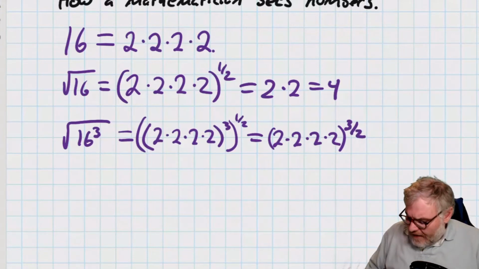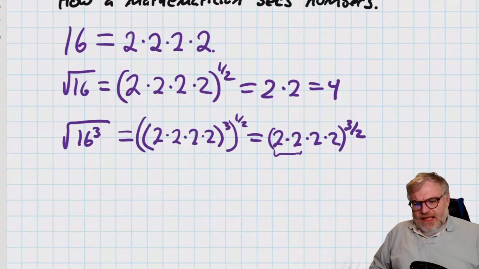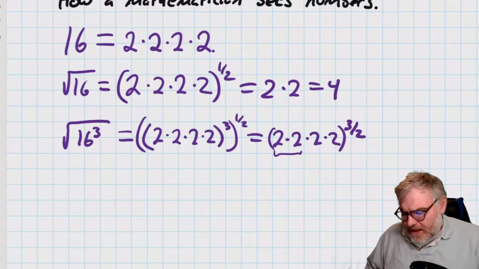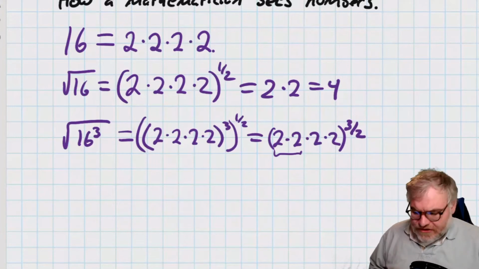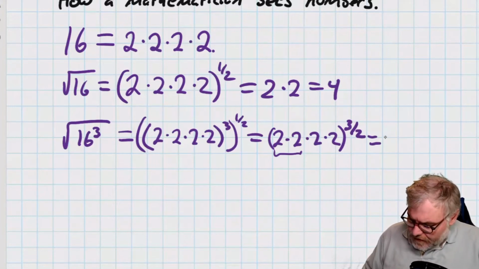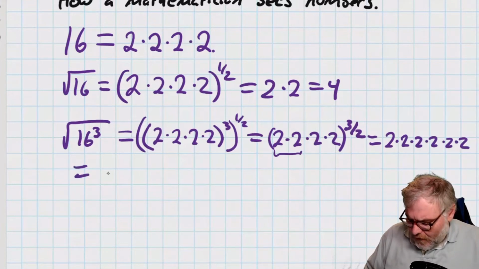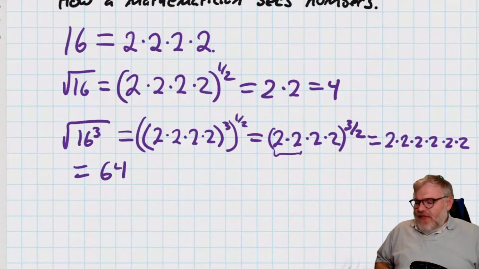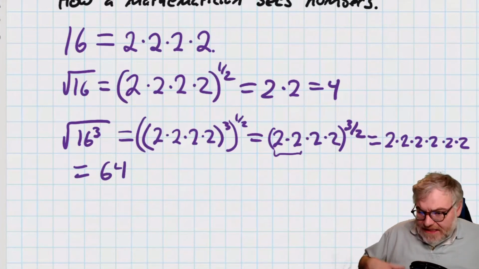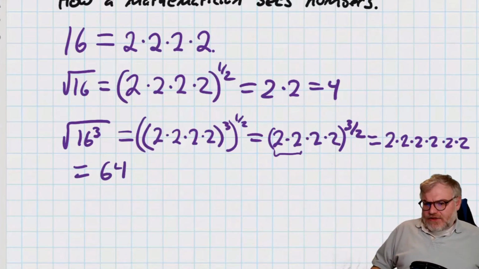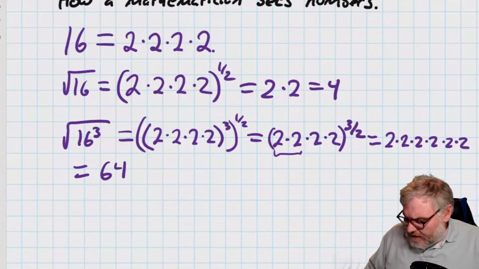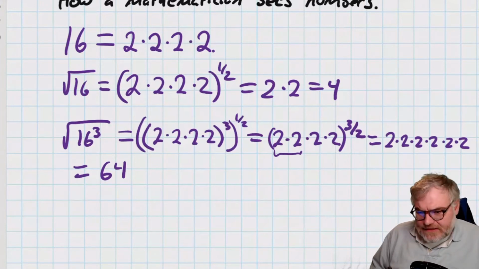Okay? So half the 2-ness would be this, 2 times 2. And then I want 3 of those. So what I want is 6 twos: 2 times 2 times 2 times 2 times 2 times 2, which is 64. So that's how I can think of it. Instead of computing 16 cubed and then taking the square root, I'm just going to have 3 halves of the 2-ness.